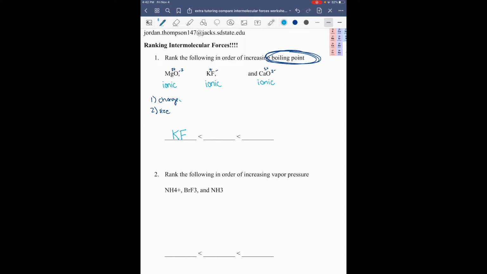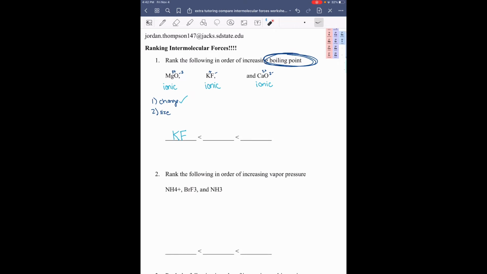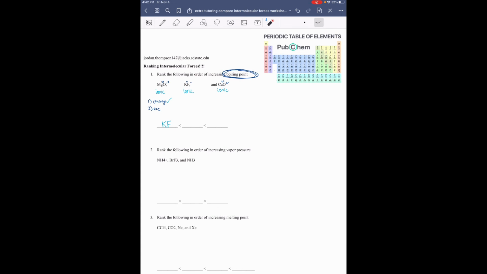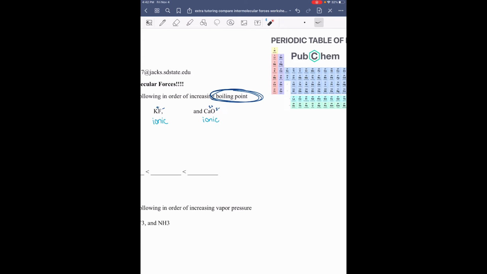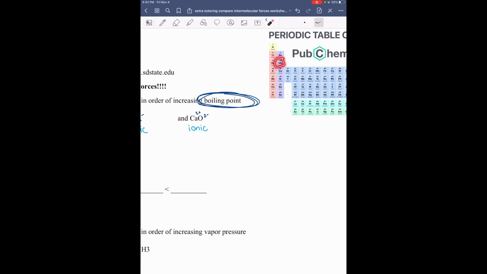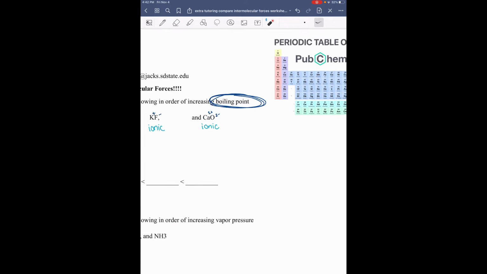Okay, so we did our charge comparison. Now we have to do our size comparison since these 2 have the same charges. And remember, smaller is stronger. Our periodic trend is down and to the left gets larger. And O is consistent, so we just have to look at Mg versus calcium. And calcium is larger because it's down and to the left. So magnesium is stronger because smaller is stronger, larger is weaker.